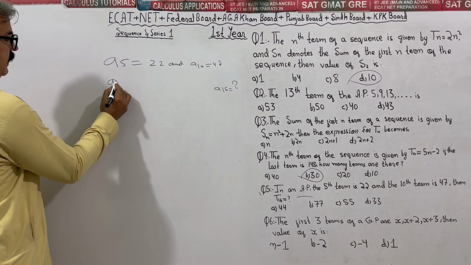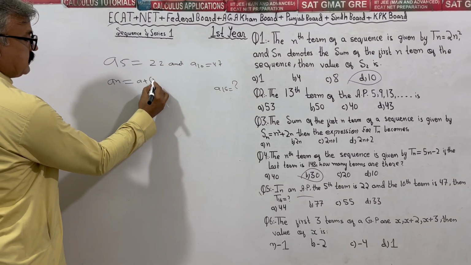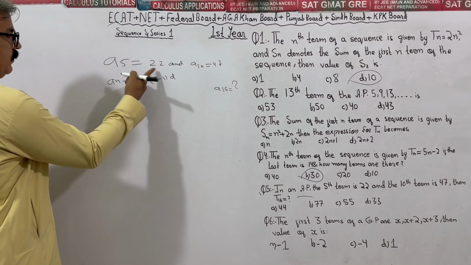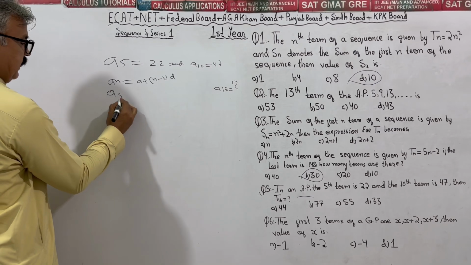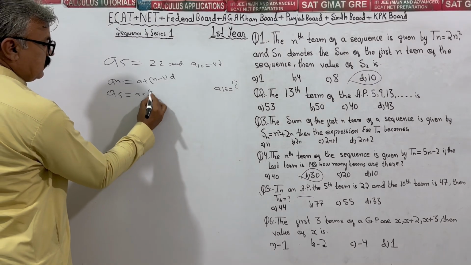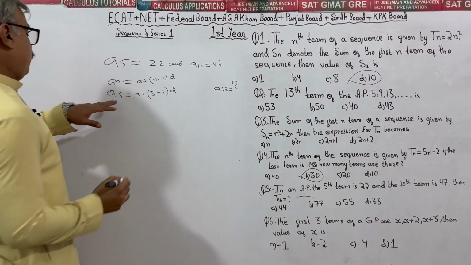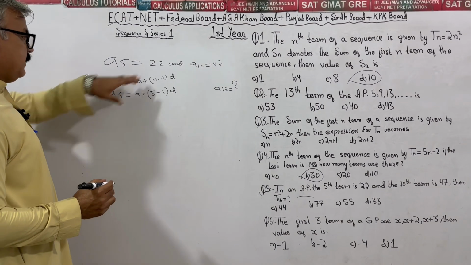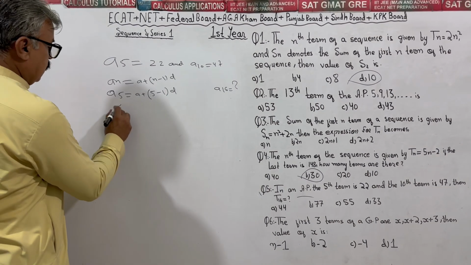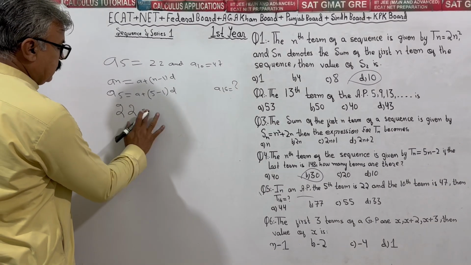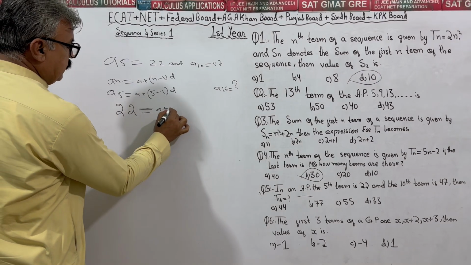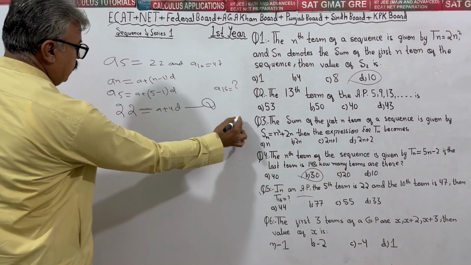Apply the term formula, an is equal to a plus n minus 1 times d. Put n is equal to 5: a5 is a plus 5 minus 1 times d. The fifth term is 22, so 22 is equal to a plus 4d. It's our equation number 1.